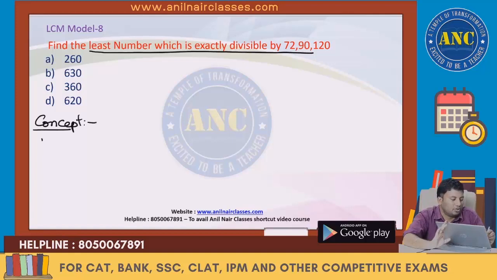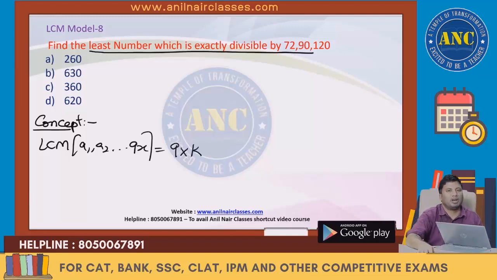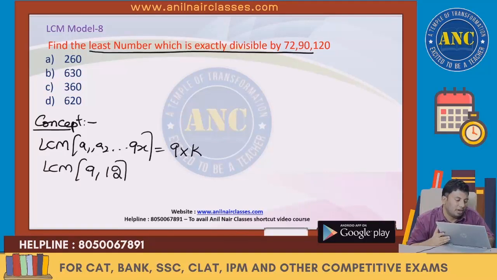Concept. LCM of any number, if one number is there which is a multiple of 9, answer is also a multiple of 9. If one number is a multiple of 9, LCM with that number, write LCM with any numbers with one number as a multiple of 9, answer LCM will be 9 into k. LCM of 9, 12, which is nothing but 36.